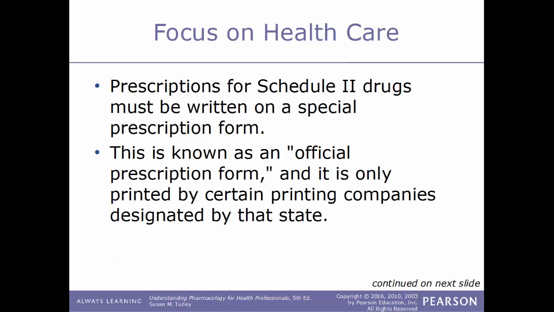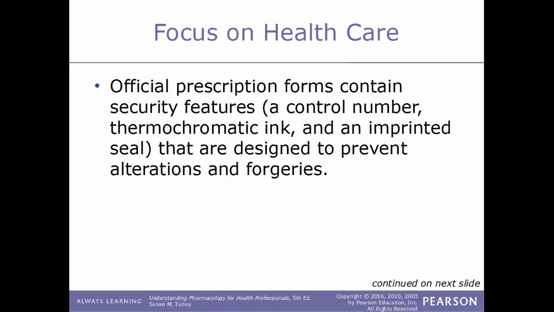Now when it comes to writing prescriptions for a Schedule II drug, these must be written on special prescription forms. This is known as an official prescription form, and is only printed by a certain number of printing companies designated by that state. Now the official prescription forms contain various security features, such as a control number, a thermochromatic ink, and an imprinted seal that are designed to prevent any types of alterations or any kinds of forgeries.